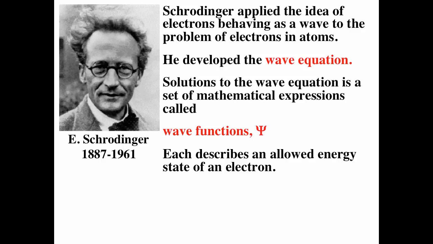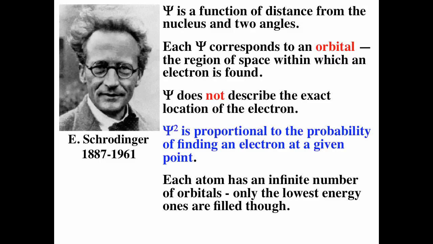The solutions to the Schrödinger equation are the wave functions, which are symbolized as capital psi. And so each wave function describes an allowed energy state of an electron. And so you can use Schrödinger's equation to solve the question of where the electrons are, or what states the electrons can have in an atom. Now, psi doesn't really have a physical meaning.